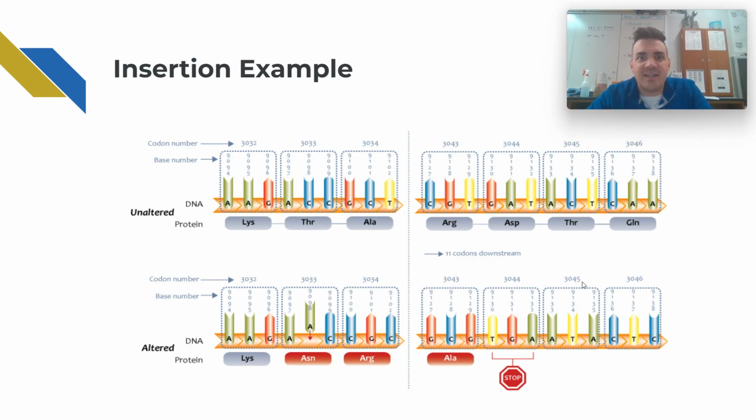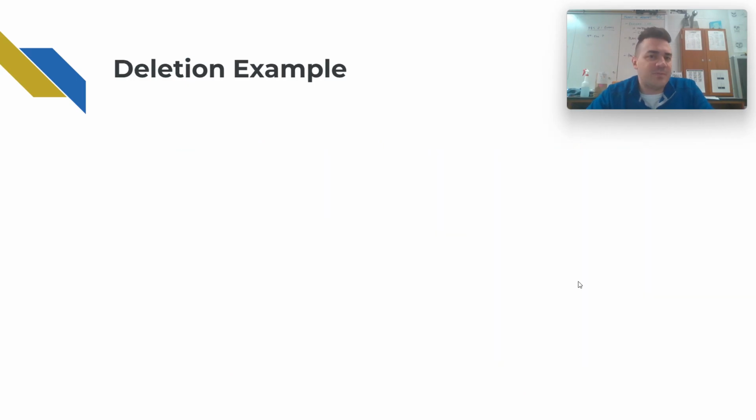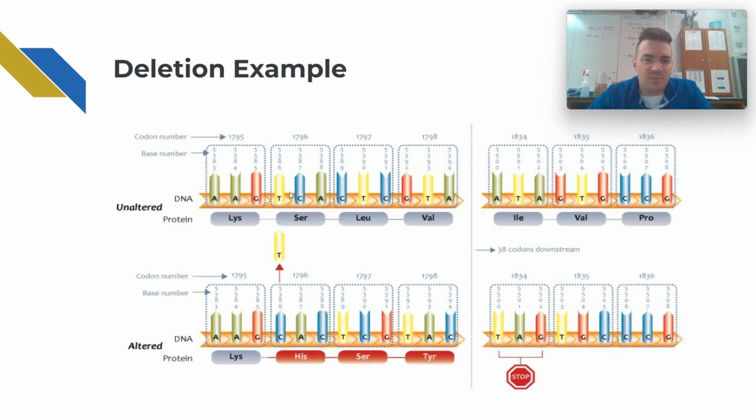So it's kind of like a nonsense mutation too. And so deletion, same idea. We remove this thymine here, and we can see that what was serine, leucine, valine is now histidine, serine, tyrosine. These are different. And 38 codons later, we once again have an early stop codon. So frameshift mutations are generally going to have a much bigger impact on the structure of a protein, and therefore the function of the organism, than point or substitution mutations.